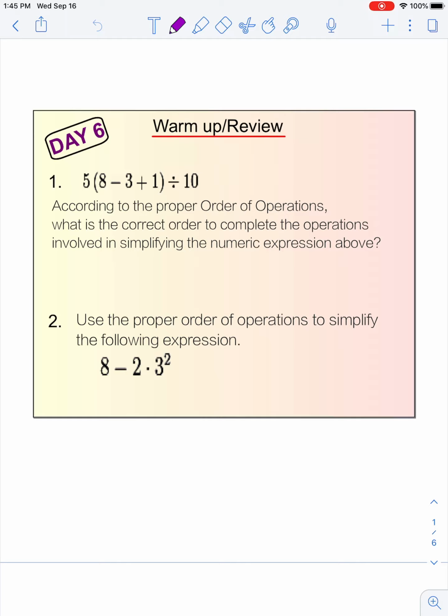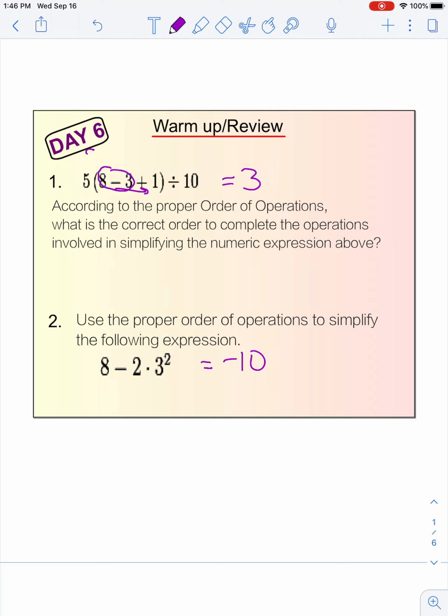The answer to number 1 should be 3. The answer to the second problem should be -10. Now, if you did not get that correct, remember the first thing you need to do on number 1 is do the parentheses first, what's in the parentheses, and you have to follow addition and subtraction left to right.